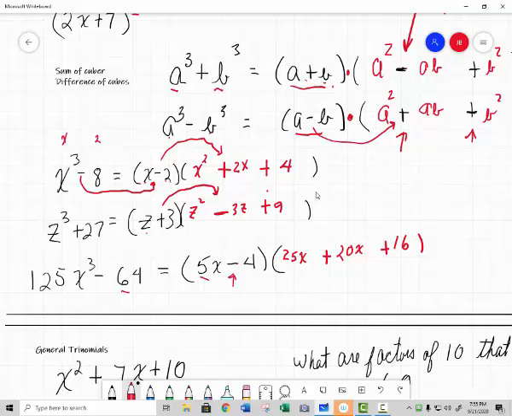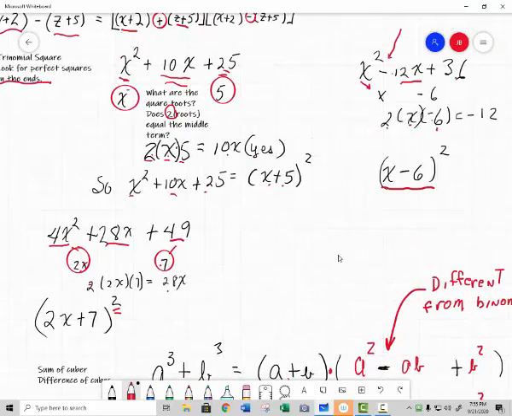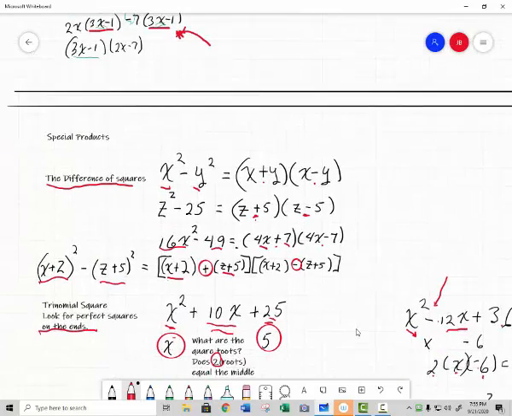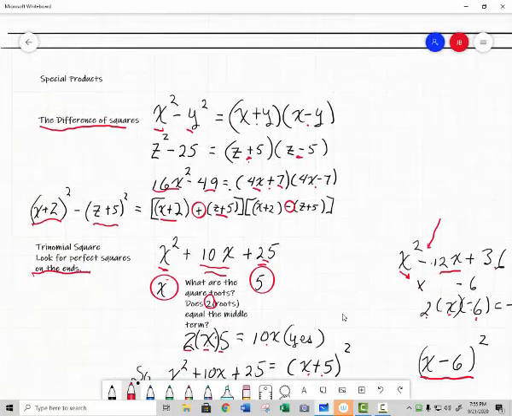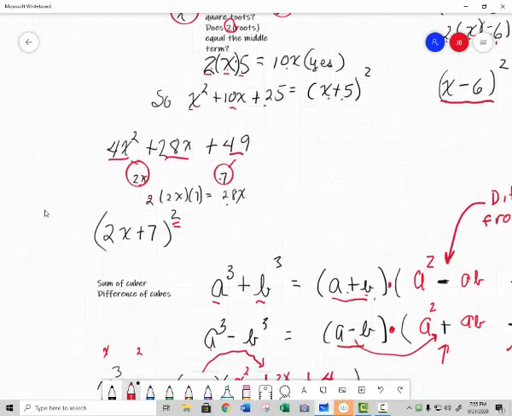Now, those are the three types that I want you to memorize. You've got the difference of squares up here first of all, x squared plus y squared. You have a trinomial square, or you've got the sum and difference of cubes.